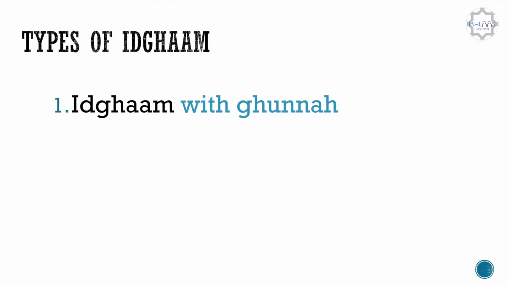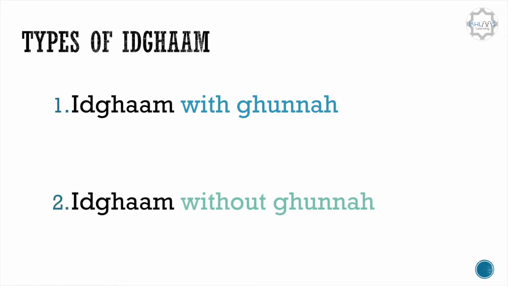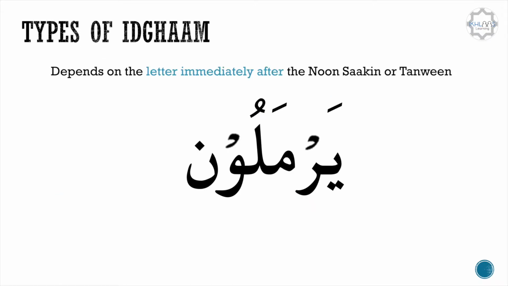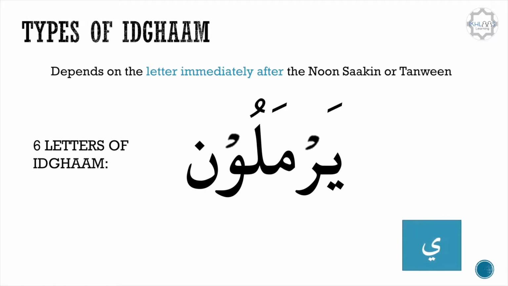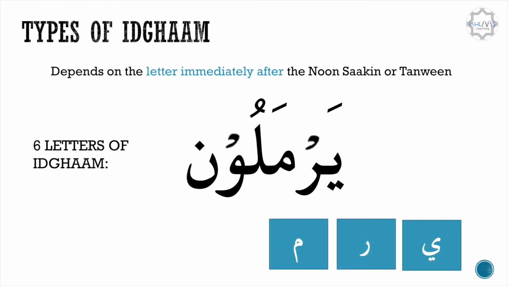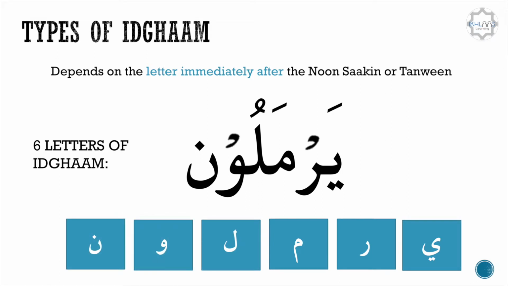There are two types of Idghaam. Number 1, Idghaam with GHUNNAH, and number 2, Idghaam without GHUNNAH. The types of Idghaam depends on the letter immediately after the Noon Saakin or Tanween. There are 6 letters of Idghaam: Ya, Ra, Meem, Lam, Waw and Noon. Hence the word Yarmaloon.